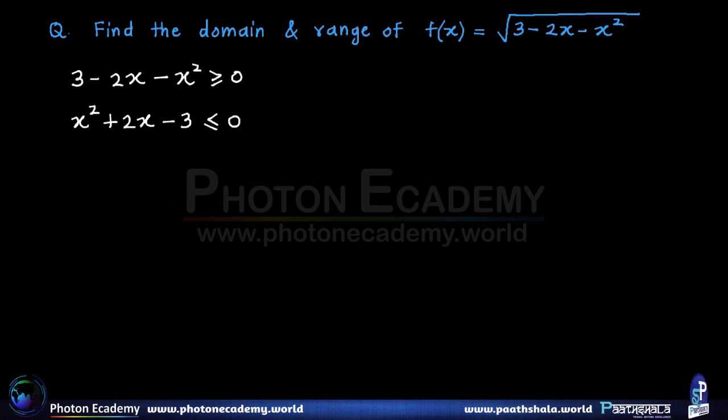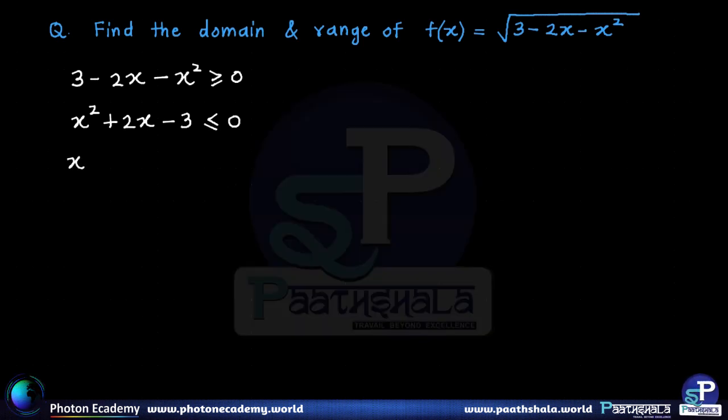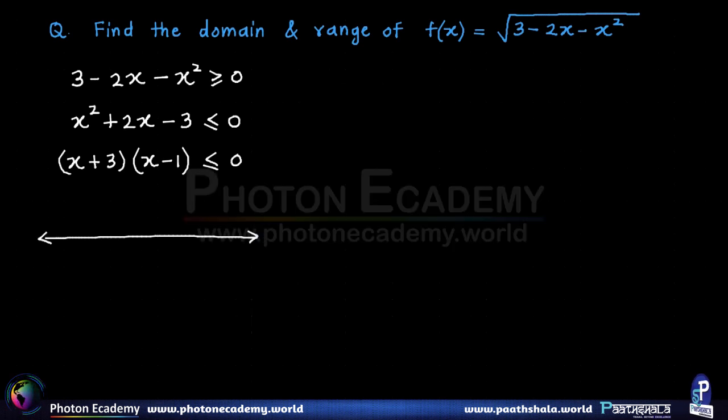Now here if we observe the left hand expression, that can be factorized into x plus 3 and x minus 1 less than or equal to 0. The two values which make the two factors 0: the first factor is x plus 3, so if we put x equal to minus 3, we'll get 0, and the second factor is x minus 1, so we put x equal to 1.